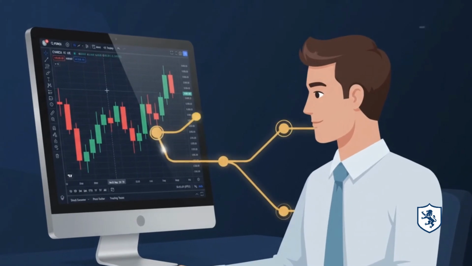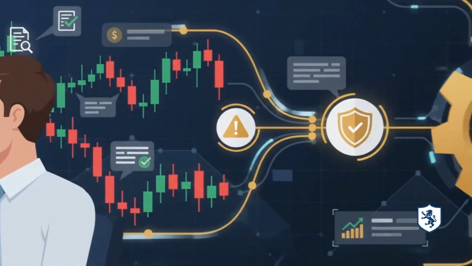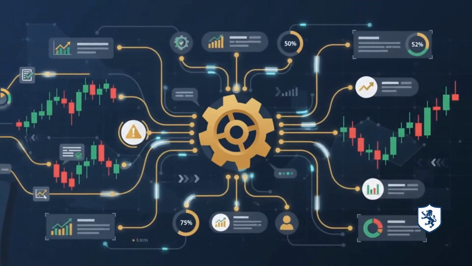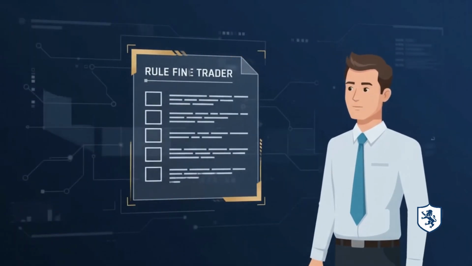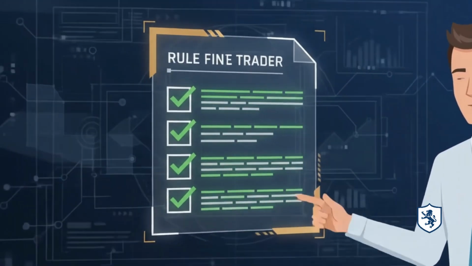What are the conditions to buy? What are the conditions to sell? What will you do if the market moves with you or against you? Write all of these rules down. Your trading system should have clear and repeatable instructions.